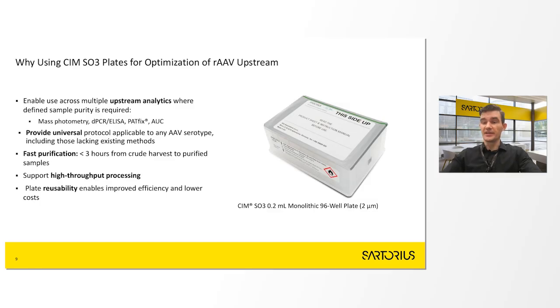The protocol is fast. We need less than 3 hours from crude harvest to purified samples, regardless if you purify one sample or if you purify 96 of them. The plate supports high throughput processing and automation. And once you're done with your protocol, you can clean the plate with sodium hydroxide and store it till the next run.